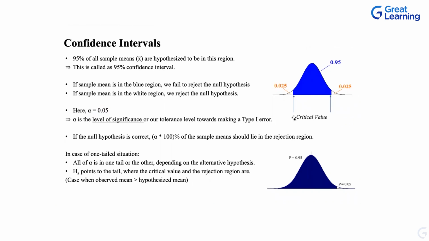Anything in this white region is rejection. So you're rejecting 2.5% values on this side and 2.5% values on this side.